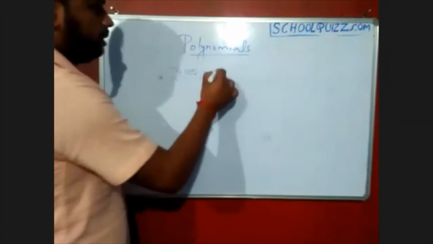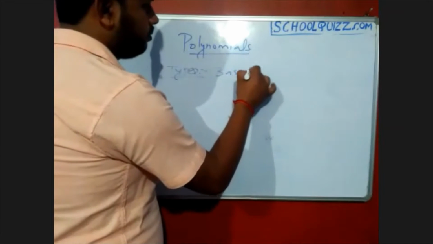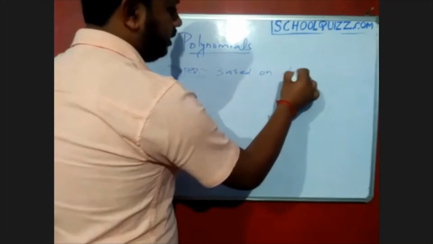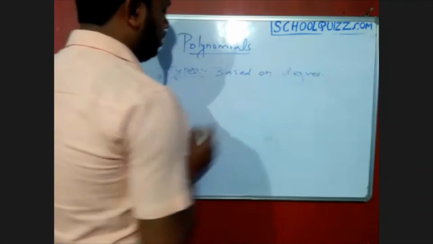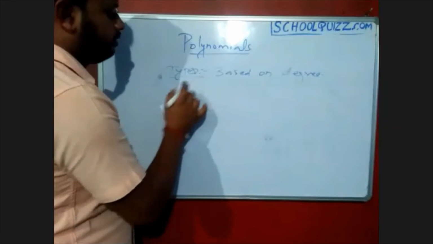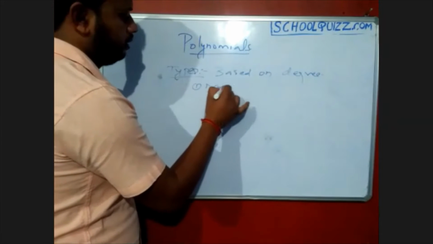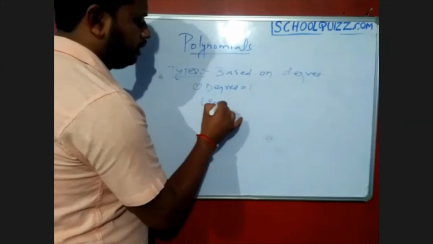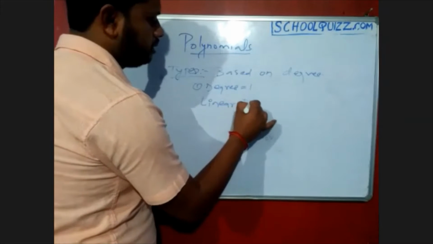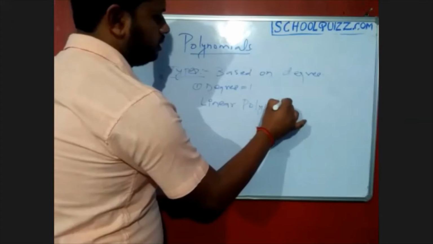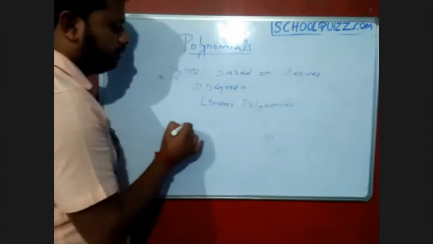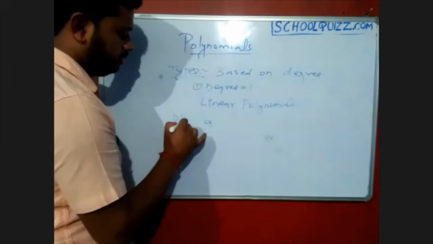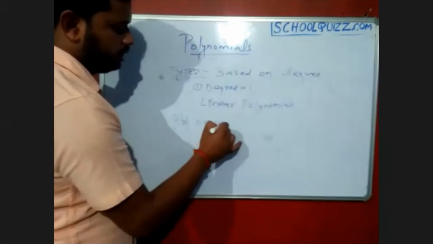Types of polynomials based on degree. Suppose f of x has degree 1. Then we call it a linear polynomial. The standard form we can write as p of x equals ax plus b.